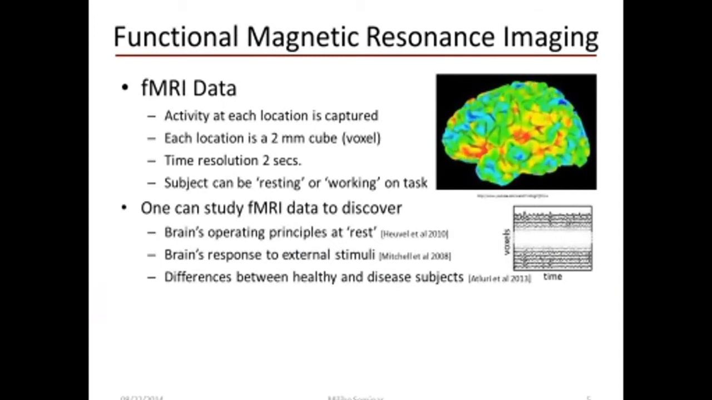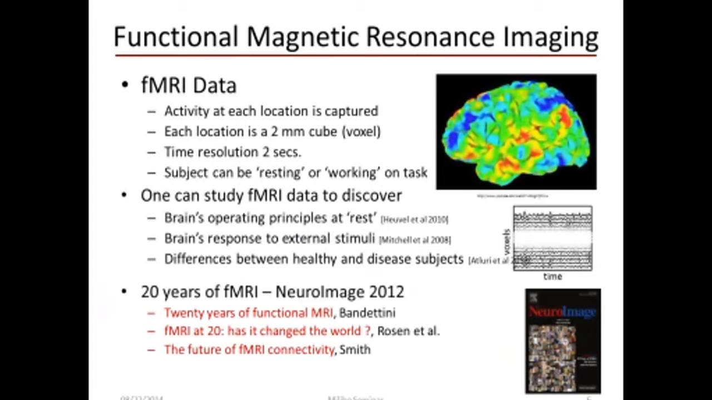Now, going back to fMRI data, one can analyze this data and understand the brain's operating principles at rest. One can also understand how the brain responds to external stimuli, or how healthy and diseased brains are different. Recently, in 2012, it's been 20 years since fMRI was invented, and the NeuroImage journal, which is one of the major journals in this area, published a special issue in which they invited reviews from leading researchers in this area. Some of them reflected on the success stories of fMRI. Some expressed dissatisfaction on the advances that were made in this area. And others outlined some future directions that fMRI analysis can take.